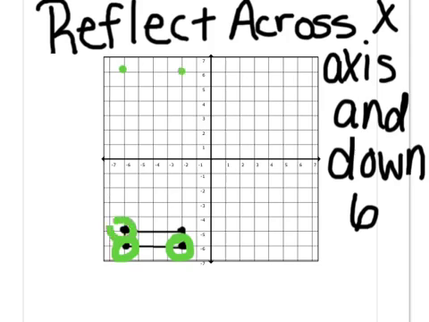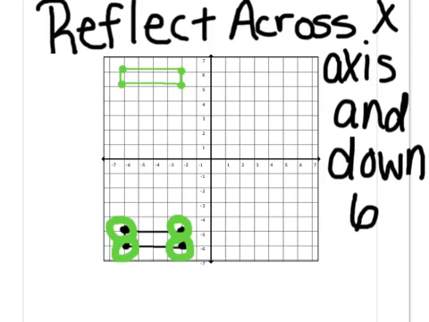This one is at -6, -5, so it becomes -6, 5. And this one's at -2, -5, so it becomes -2, 5. Again, we connect the points. And now we move each point down 6.